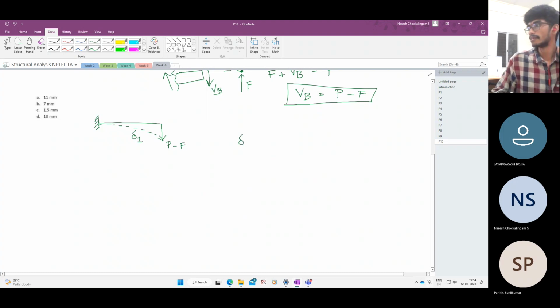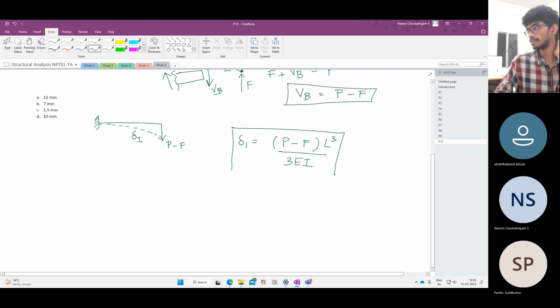So what is delta 1? We just determined in problem number 8, if there is a tip load of P minus F acting, delta 1 is equal to, since it is downwards, let me call it minus. It doesn't matter. Okay, let it be (P minus F) L cube by 3EI. This is what we just found. So this is delta 1. Now the condition is not that delta 1 is 0 because there's a spring. It is not a rigid support. The spring can deform.